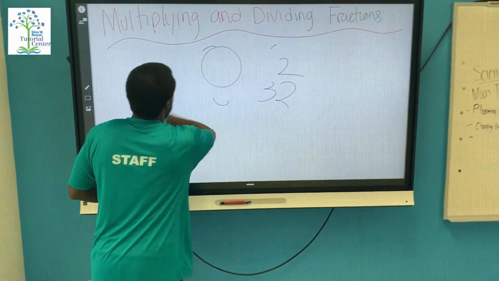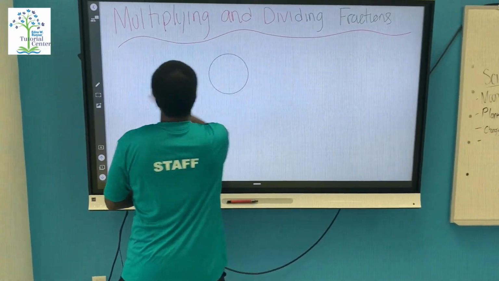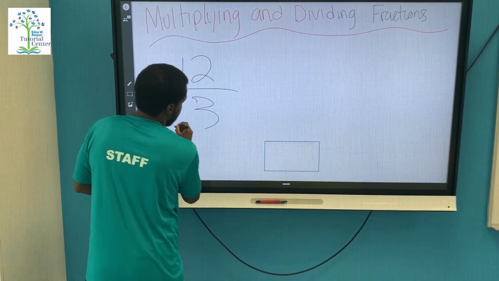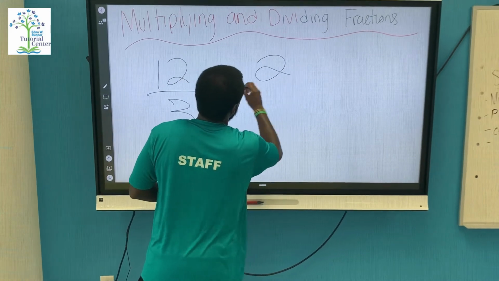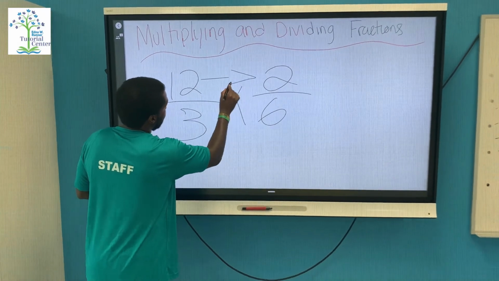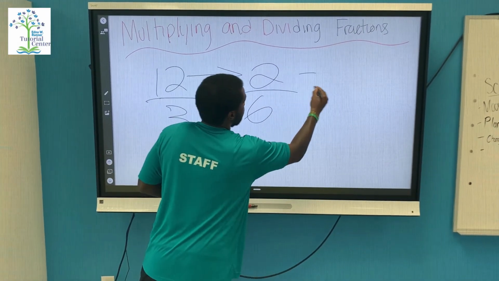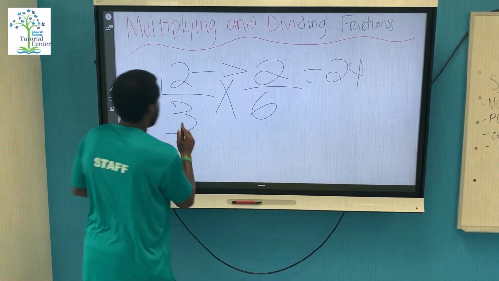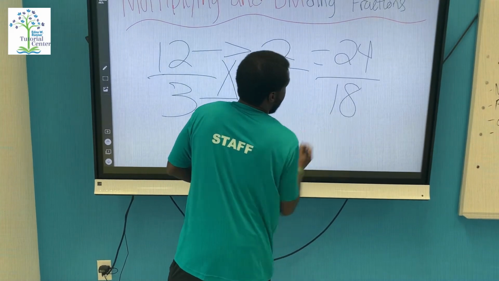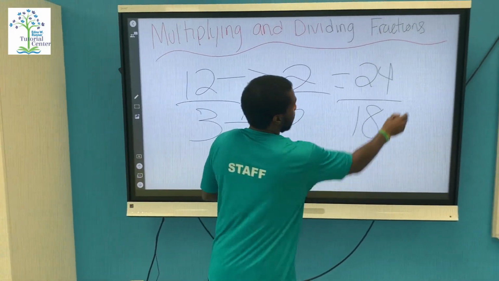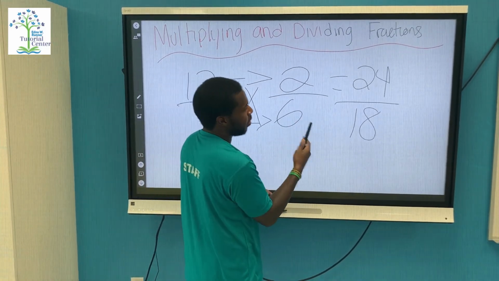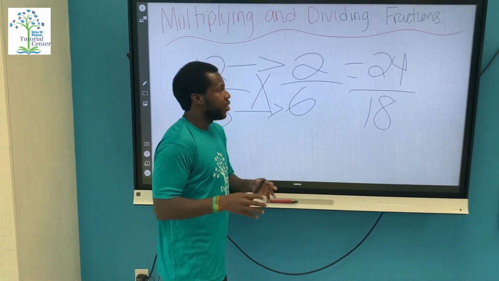We're going to do a couple more examples, just so you get the hang of it. Let's do 12 over 3 times 2 over 6. Once again, my numerators, I just multiply straight across. 12 times 2 is going to give me 24. And then 3 times 6 is going to give me 18. Next week we're going to go into simplifying, but for right now, this is the correct answer. We can't simplify this yet, but we're going to focus on that next week.